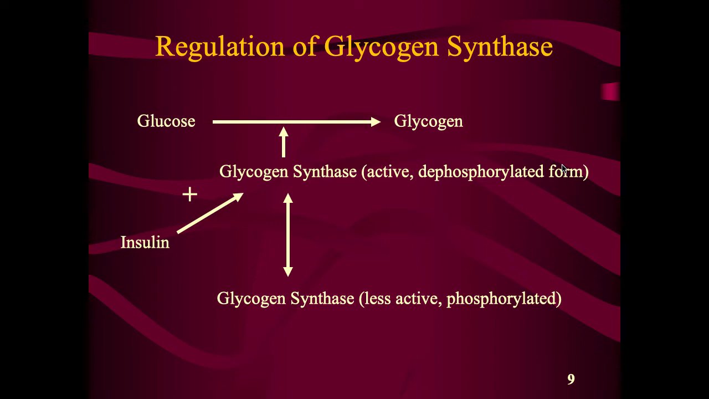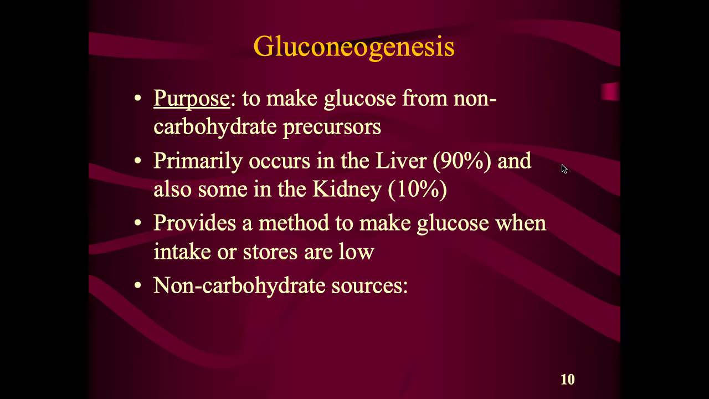Okay, let's talk about gluconeogenesis. So we said before that the purpose is to make glucose from non-carbohydrate precursors. And gluconeogenesis is mostly in the liver, probably at least 90%. Sometimes if starvation extends, the kidney cells start performing gluconeogenesis, but it's typically not very much. It provides a method to make glucose when intake or stores are low, and we'll look at non-carbohydrate sources in a minute. But can anybody name one?